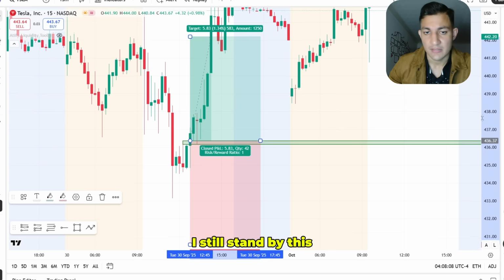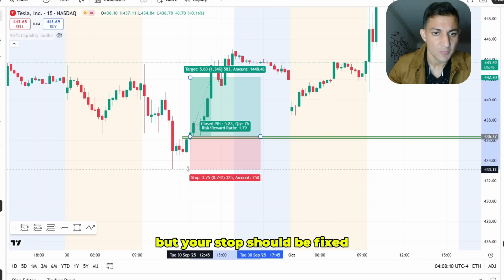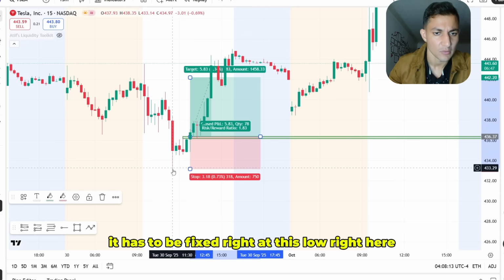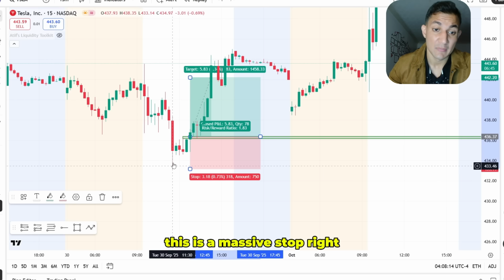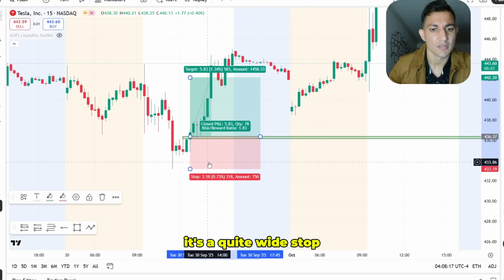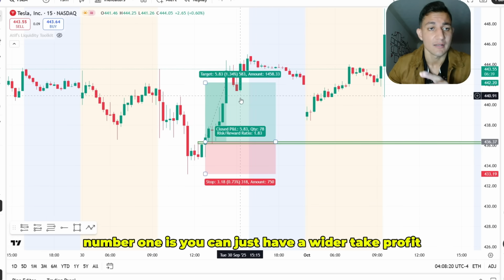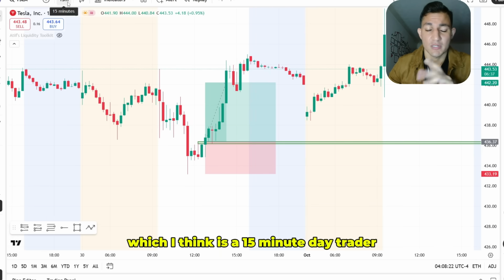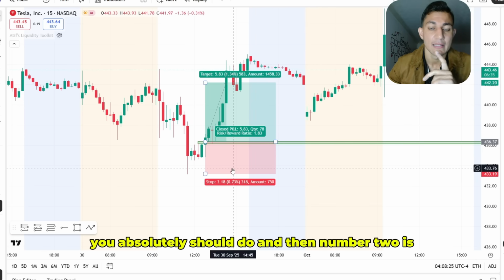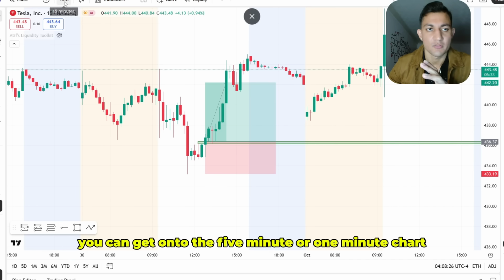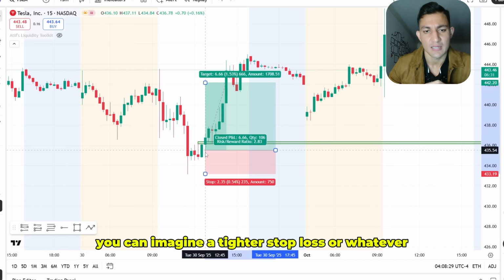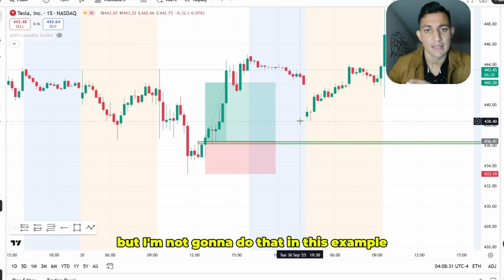Now I always say this, and I still stand by it: your stop should be fixed. It has to be fixed at this low right here. Admittedly, this is a massive stop, quite a wide stop. So there's two things you can do. Number one is you can have a wider take profit, which I think as a 15-minute day trader you absolutely should do. Number two is you can get onto the 5-minute or 1-minute chart and imagine a tighter stop loss, but I'm not going to do that in this example.